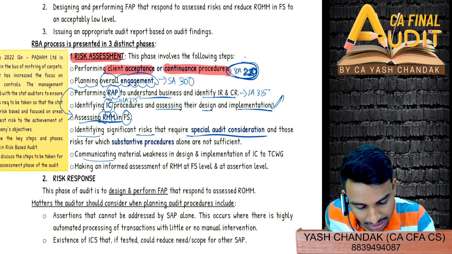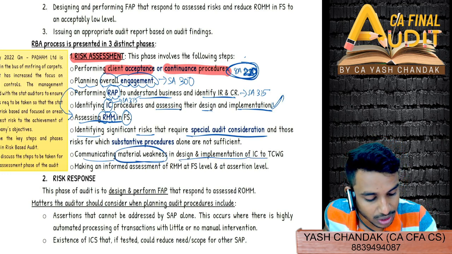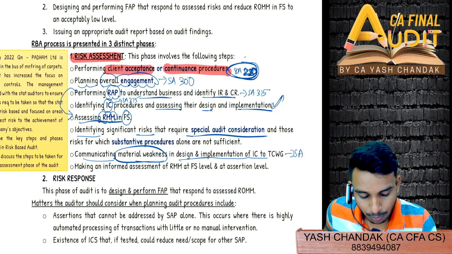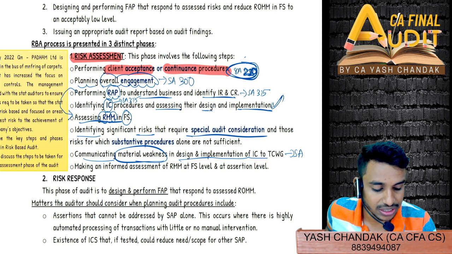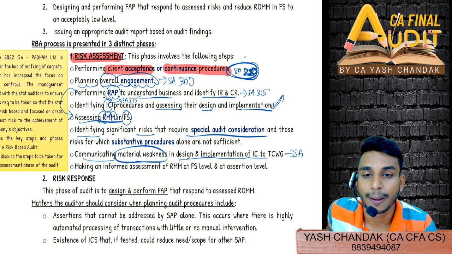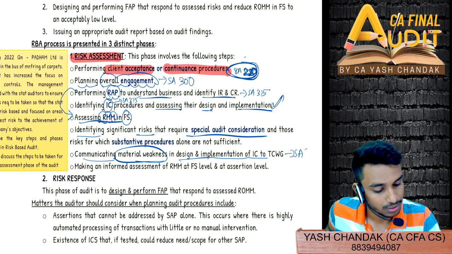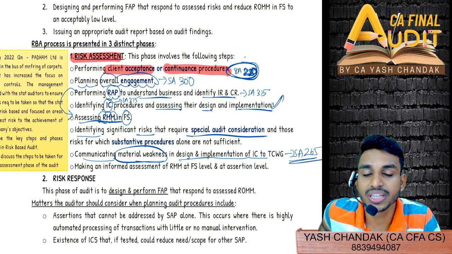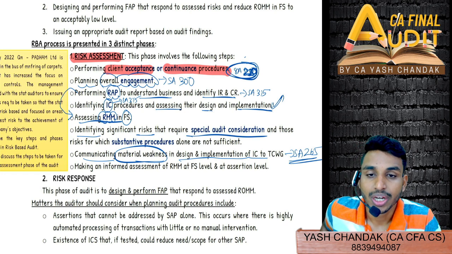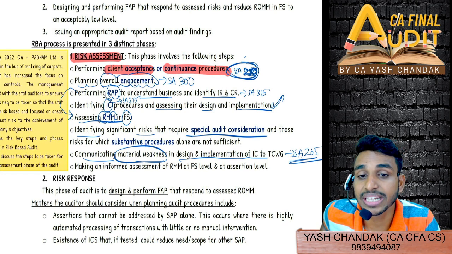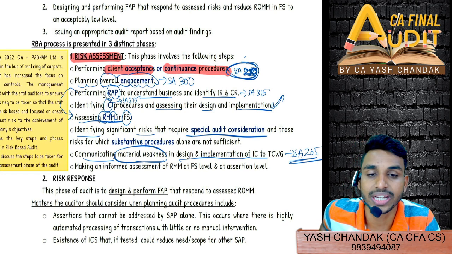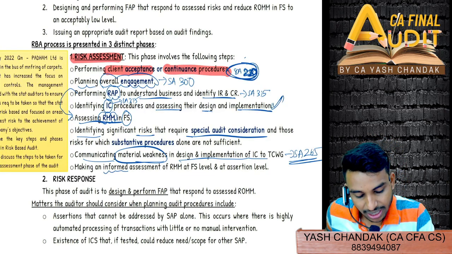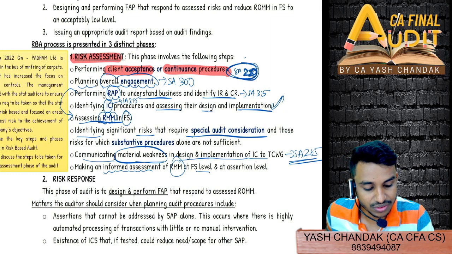And then communicating material weakness in design and implementation of IC to TCWG. Say it like this, with the number. 260, sir? 265, not 260. 260 deals with communication with TCWG. 265 deals with communicating deficiencies in internal control, the letter of weakness. Do you remember? Yes, sir. And then making an informed assessment of ROMM at financial statement and assertion level.